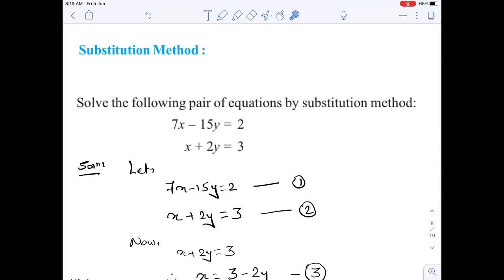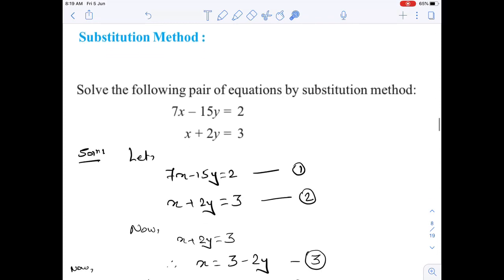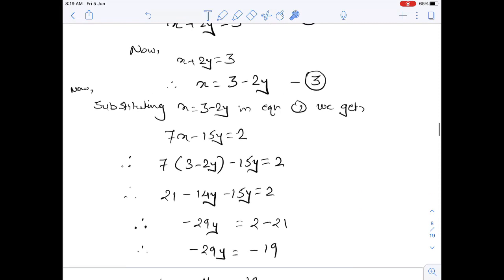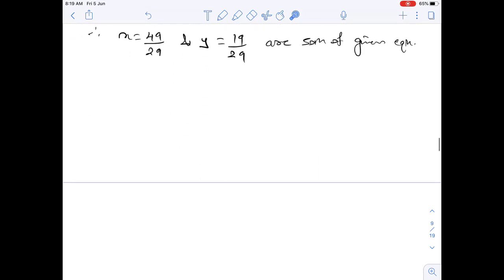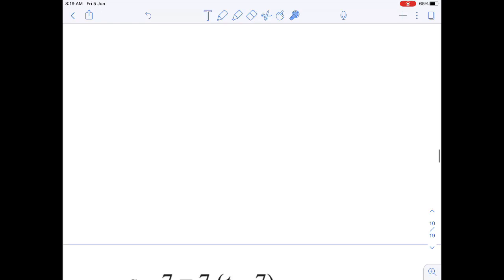Now next one, if you have not understood, you have to look at it again and again, then it will be easy for you to understand. Okay, now let us solve another example.